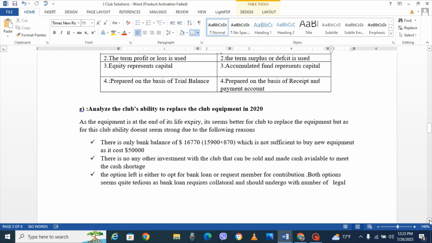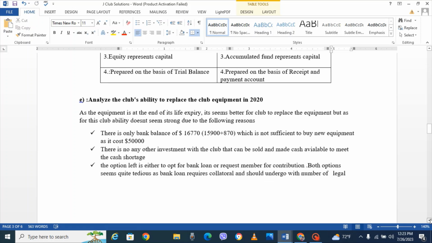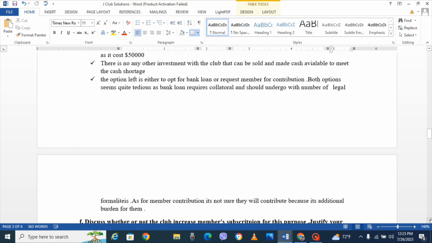that can be sold and made into cash to meet this cash shortage. The next reason is that the option left is either to opt for a bank loan or request members for contribution. Because we do not have a sufficient bank balance and there is no other investment available with the club, the option left is either to opt for a bank loan or to request our members for contributions to buy new equipment. Both options seem quite tedious, as a bank loan requires collateral and we should undergo a number of legal formalities. So that is quite a tedious process.